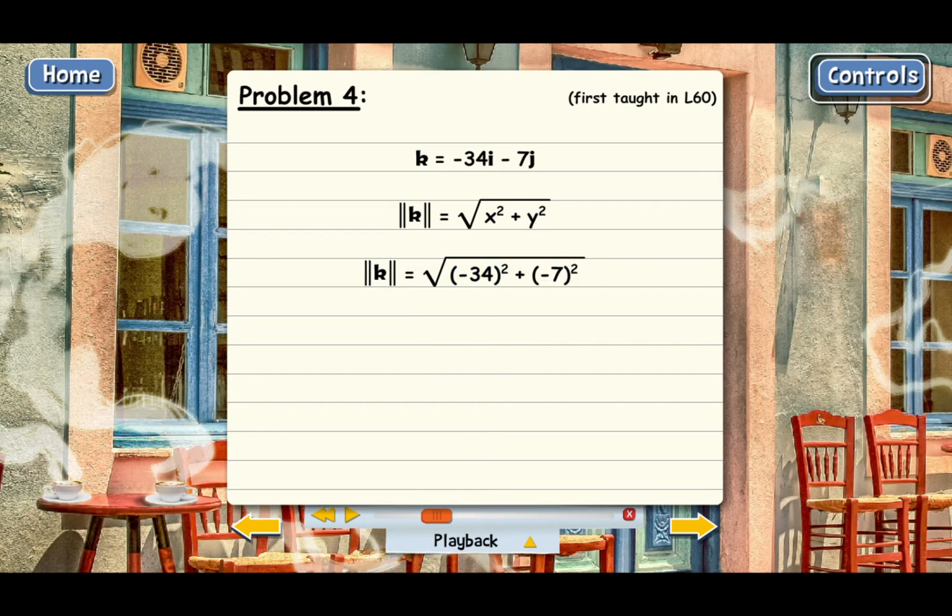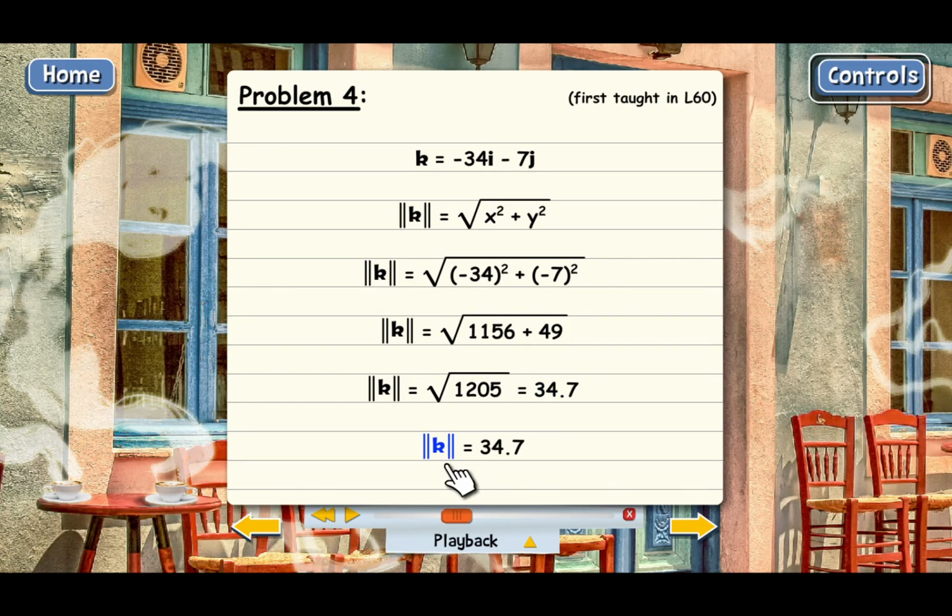Now we can start simplifying. -34 squared is 1,156, and -7 squared is 49. When you add those together, we get the square root of 1205, and if you rounded that to one decimal, you would get 34.7. So the magnitude of vector k is 34.7.